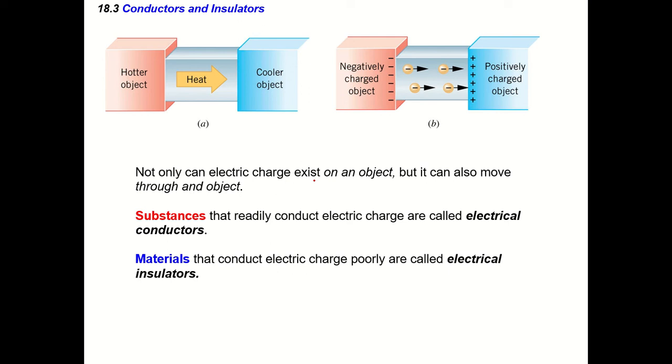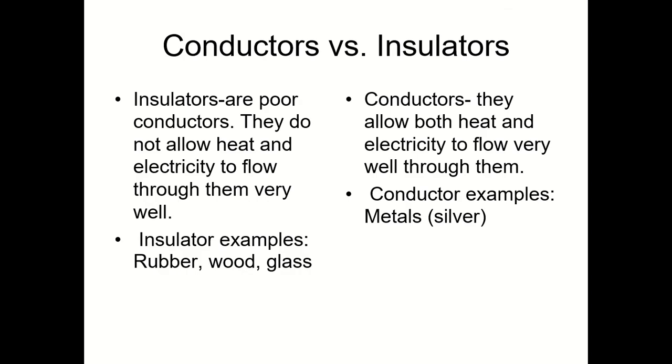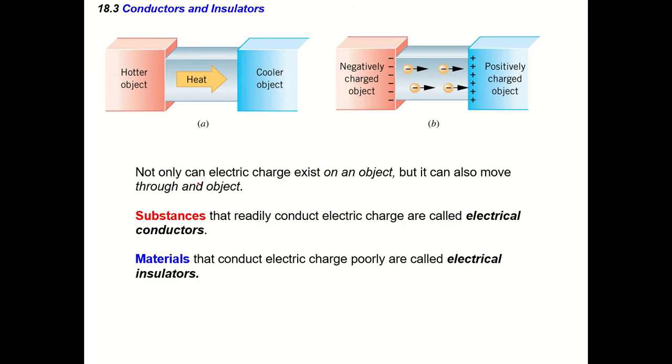Okay, so not only can electric charge exist on an object, but it can also move through an object. Sorry, there's no D here. So not only does electric charge exist on an object, but it can also move through an object. So substances that readily conduct electric charge are called electrical conductors, and materials that conduct electric charge poorly are called electrical insulators.